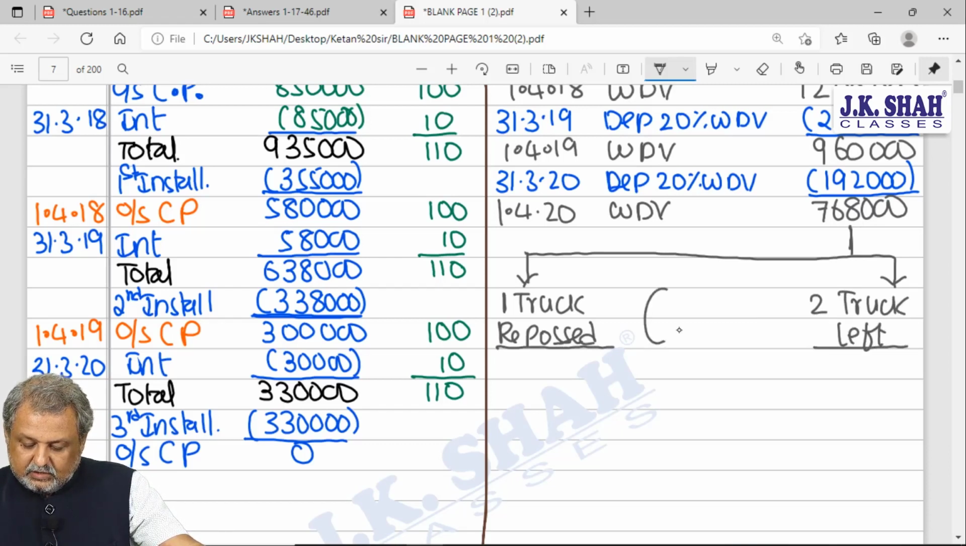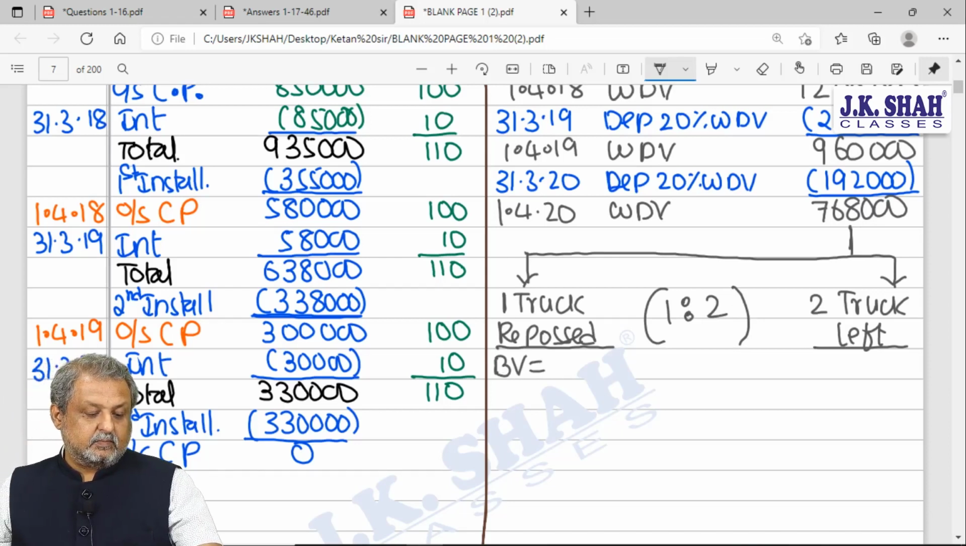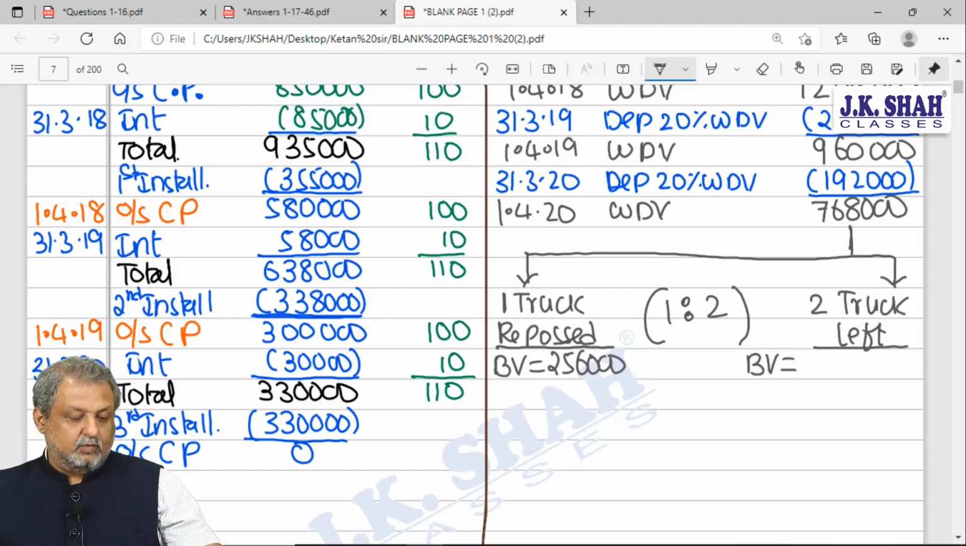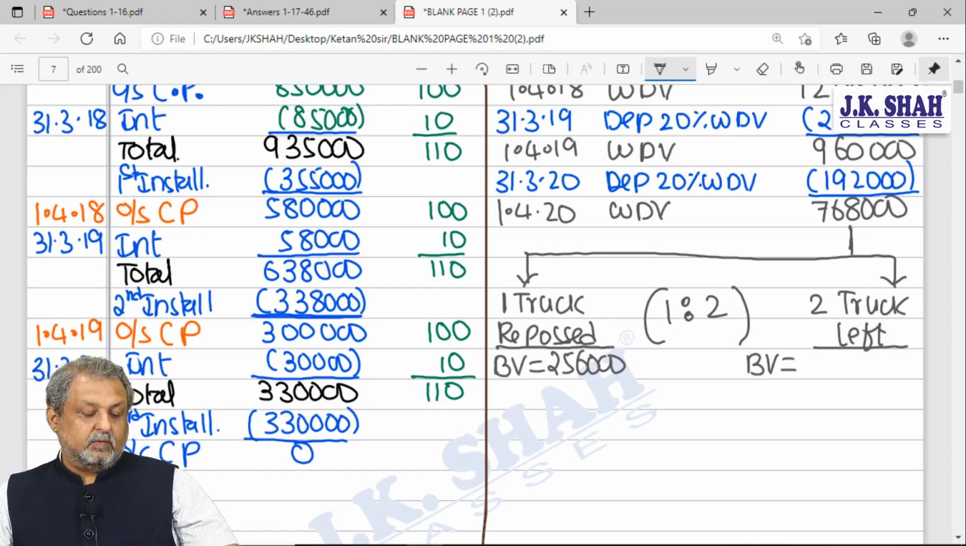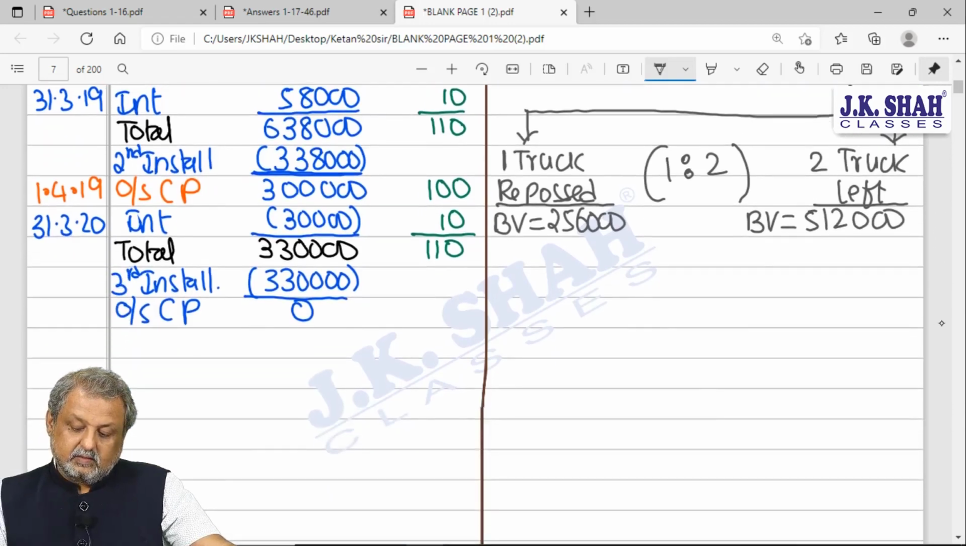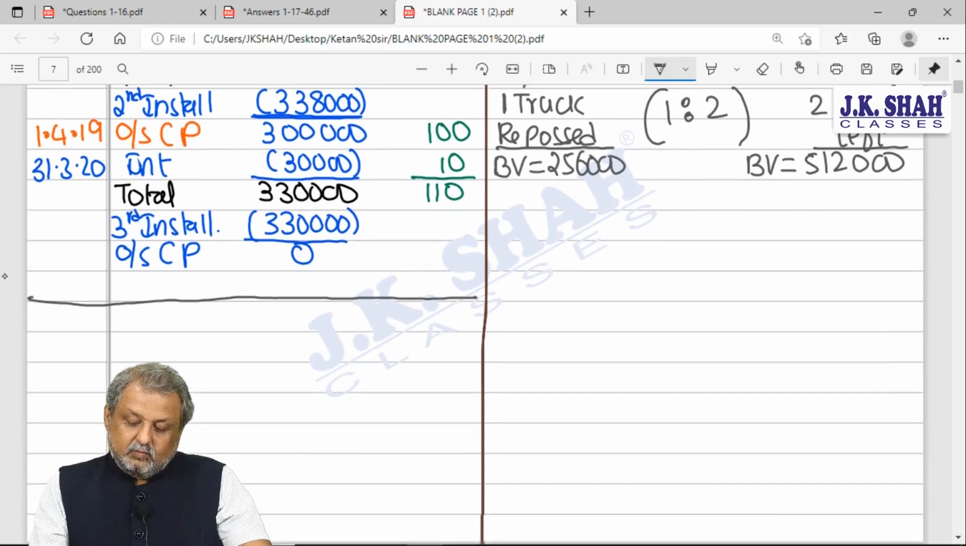So divide this amount in the ratio 1:2. The book value that you will get for the repossessed truck is 2,56,000, and for the 2 trucks left, the book value will be 5,12,000. Then working note 3.